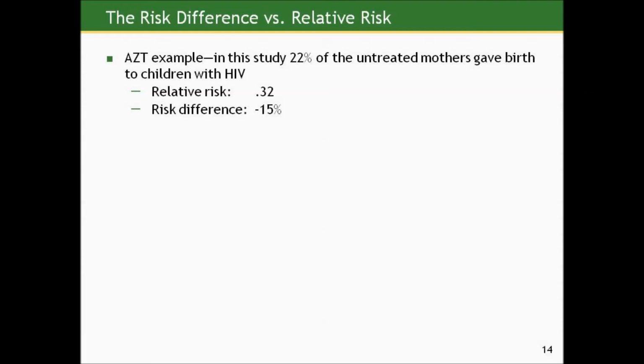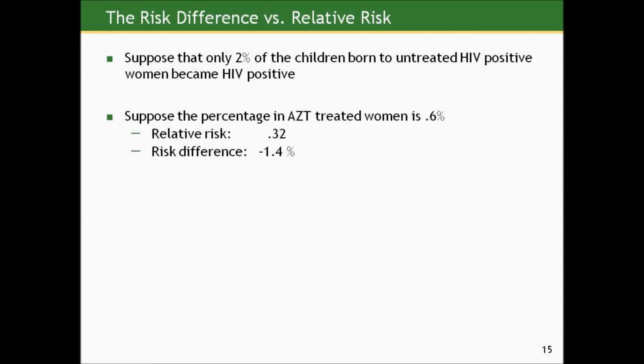And as it turns out, our observed risk difference was negative 15%, and the relative risk was 0.32. However, suppose that only 2%, just hypothetically speaking, of the children born to untreated HIV-positive women became HIV positive, so that the baseline risk of transmission was a lot lower than it was in real life. This is hypothetical.